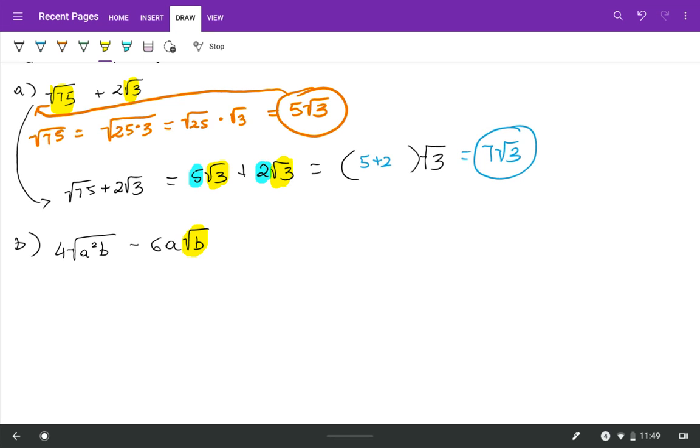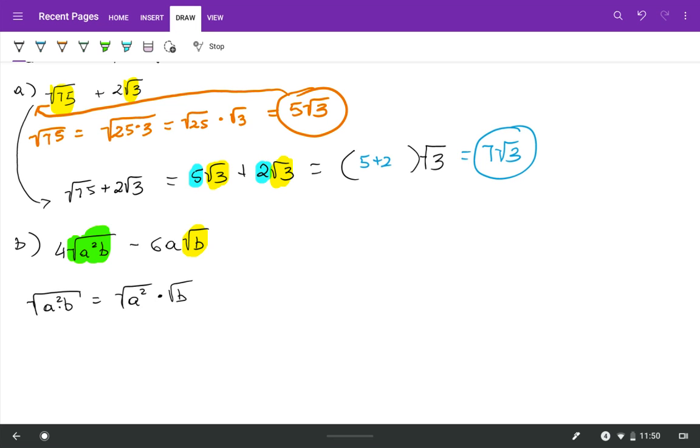The index of the square root is 2. B is being raised only to the first power, so we cannot simplify that. However, we can simplify this. Okay, so let's just work with this first. So we have square root of a square b. Don't forget that it's a product between all of them. You can rewrite that as square root of a square times square root of b.